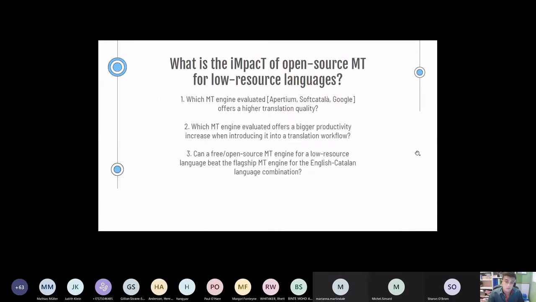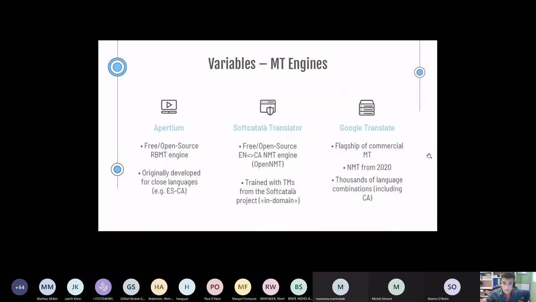So what is the impact of open source MT for low resource languages? The research questions I wanted to present were: which MT engine evaluated, which I will present later, offers higher translation quality; which MT engine evaluated offers a bigger productivity increase when introduced into a translation workflow; and finally, can a free open source MT engine for a low resource language beat the flagship MT engine for the English-Catalan language combination? In order to do this, I have evaluated 3 MT engines.